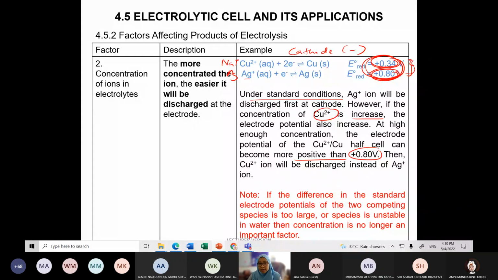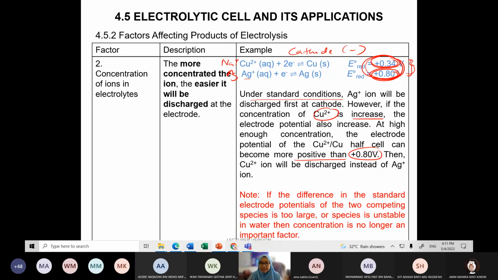Tapi ada one thing yang you kena consider juga, dia punya reduction potential. Okay, kalau beza dia terlampau jauh, even though dia punya concentration is higher, we are not going to consider for that particular ion. We are going to consider for the one that is easily to be reduced. Okay, yang paling senang untuk reduce, walaupun dia punya concentration dia tinggi.